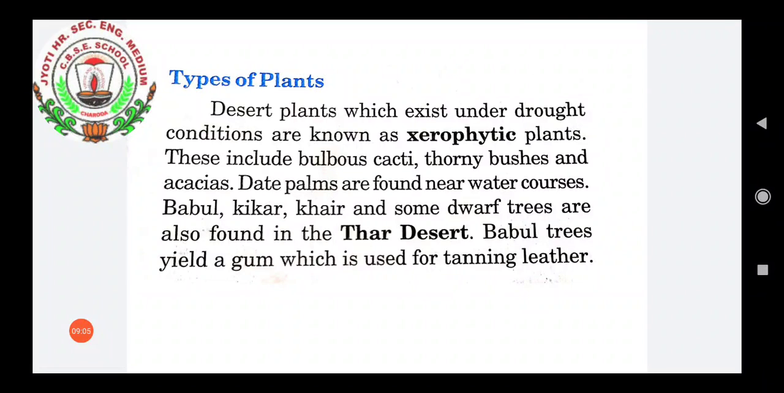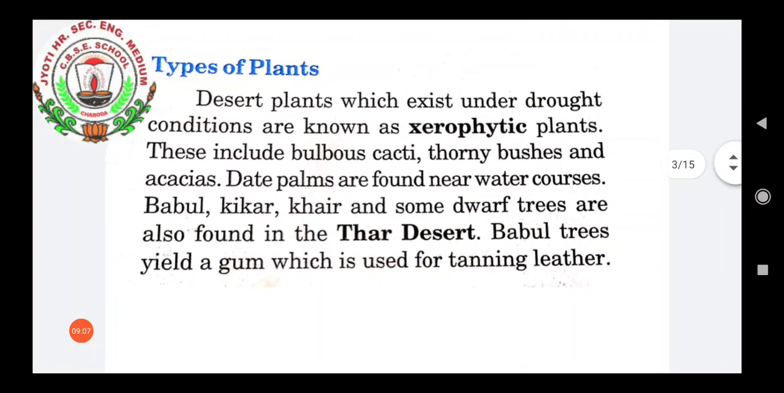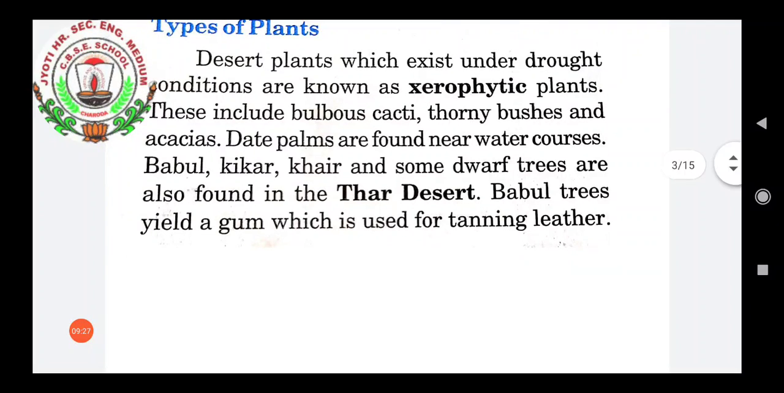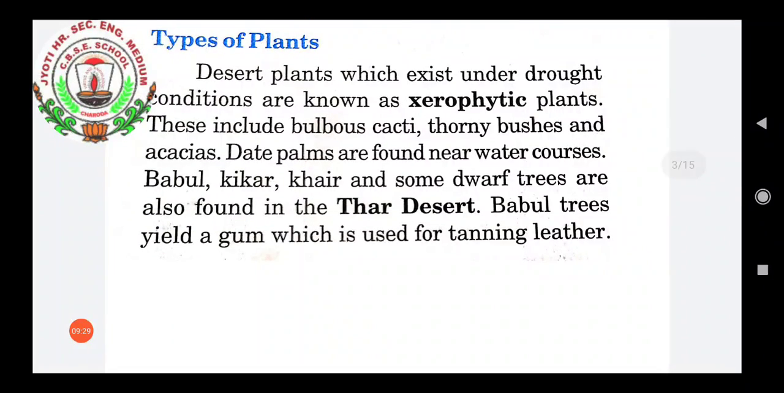Date palms are also fine, but they are near the water courses. Besides these plants, babul, kikar, khair and some dwarf trees are also found in the Thar desert. As you all know, the Thar desert is in Rajasthan. Some more trees are there, like babul trees. These babul trees are very helpful, and they have some commercial importance also.